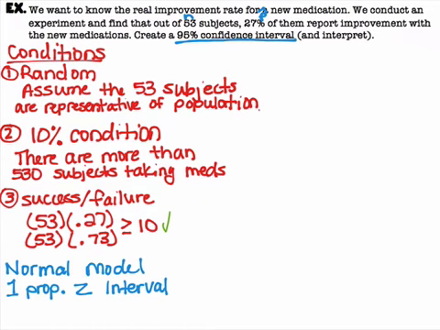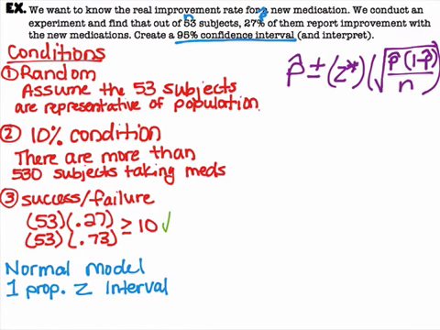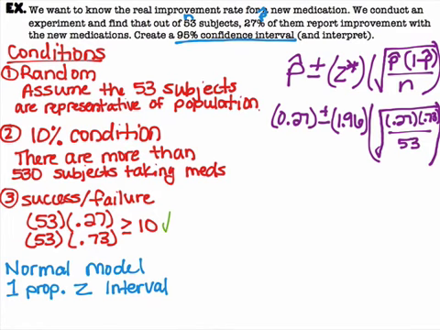Now I can assume a normal model for a 1 proportion Z interval. And my work will follow this formula: p hat plus or minus Z star times the square root of p hat times 1 minus p hat over n. I'm going to plug in all my pieces. P hat was 0.27. Z star for 95% is 1.96. And then plugged in p hat, 1 minus p hat would be 0.73. And n is 53.